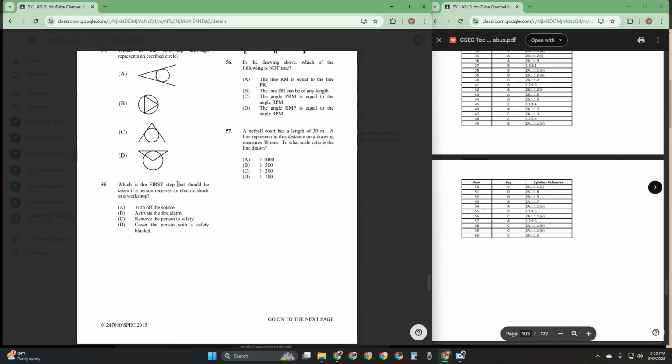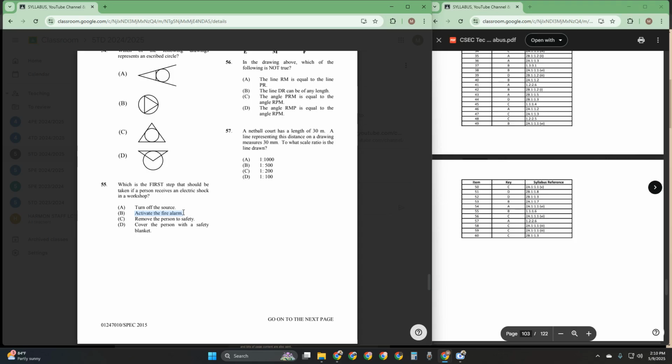55, which is the first step that should be taken if a person receives an electric shock in our workshop. So this is a safety question. Turn off the source, activate the fire alarm, remove the person to safety, cover the person with a safety blanket. It's a good question. 55B. Hold on, yeah. 55B. Person receives an electric shock in the workshop. Activate the fire alarm. I'm not sure.